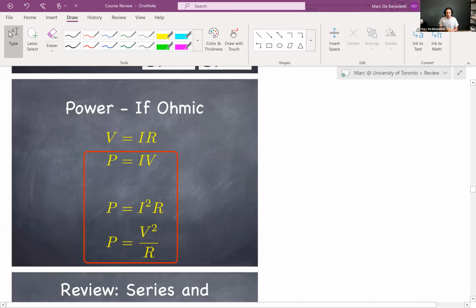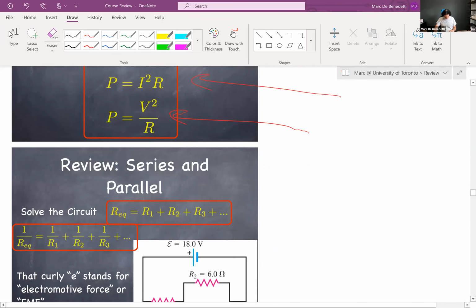Then we moved into talking about electrical power. So the definition of electrical power is P equals IV, but we can couple this equation with Ohm's law, V equals IR, and we can actually get two other rearrangements of electrical power. Again, it's a function of what you have and what you need.